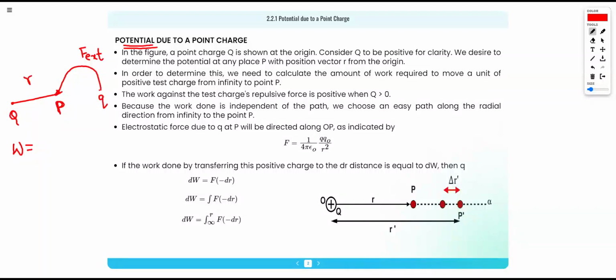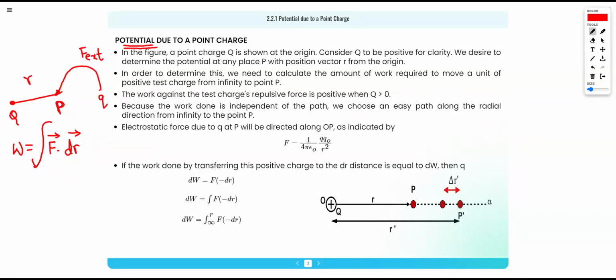So here also we have force into the displacement. Let us consider the displacement is very small. This will be F dr. Force is a vector quantity. Even displacement is a vector quantity. Now, as the force is increasing while we are trying to bring this inside, the force exerted by Q will be variable. As the force is variable, we are going to use the integration sign.